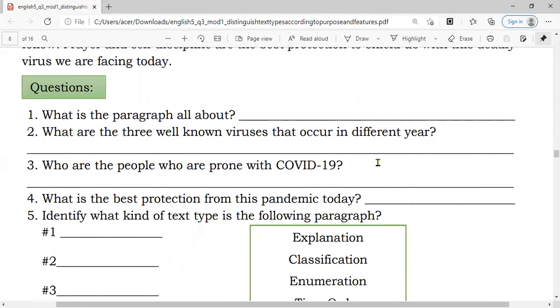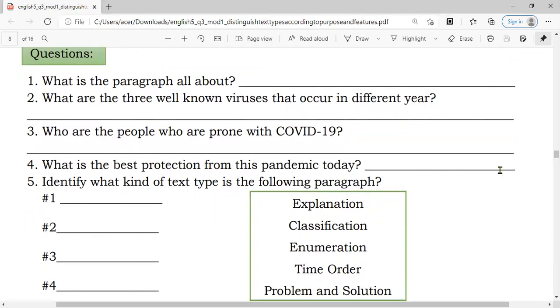Number 3, who are the people who are prone to COVID-19? Those with serious illnesses, with diabetes. Yes, that's correct. So kindly submit your answers in our classwork so that I can check them one by one. Number 4, what is the best protection for this pandemic time? And how can we protect ourselves? How can we protect our loved ones, our family, and friends from the virus? Okay. Number 5, identify what kind of text type is the following paragraph.